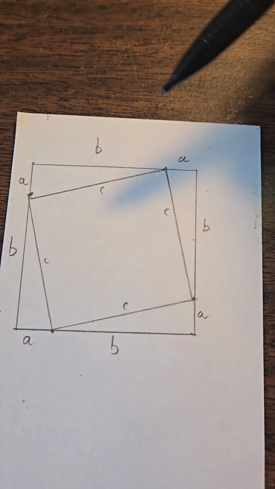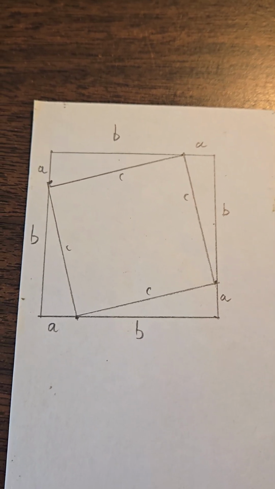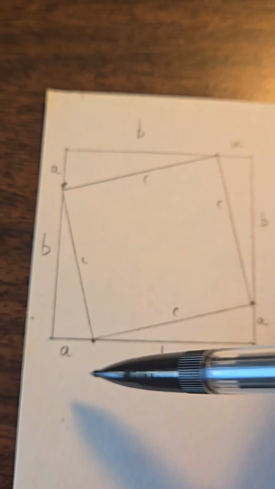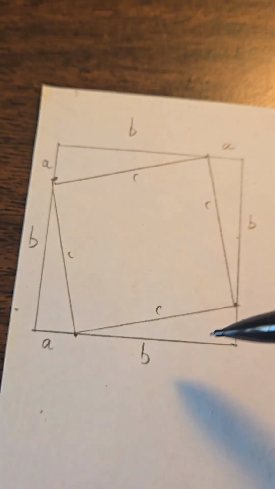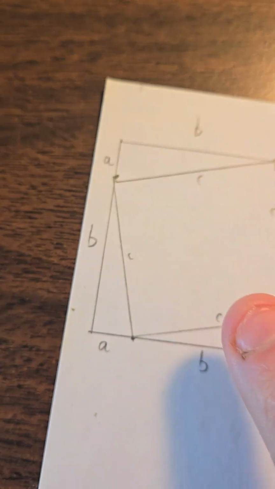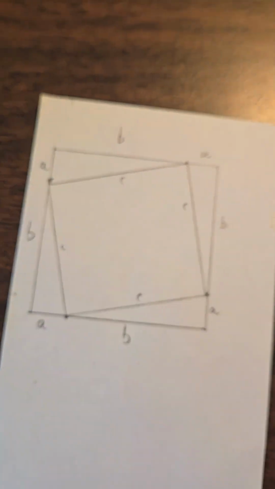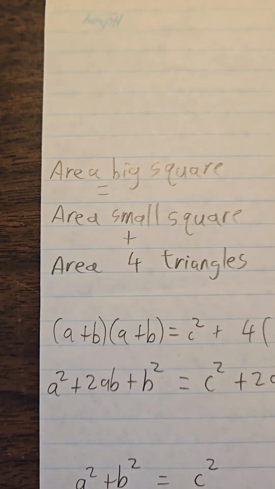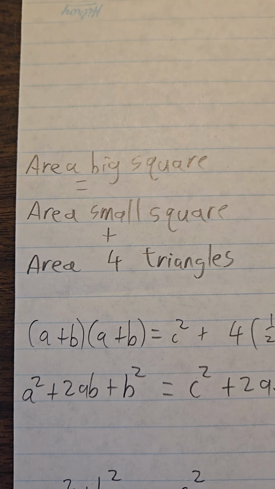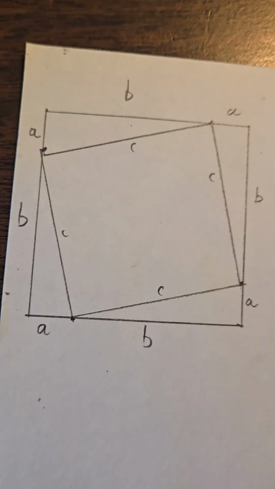Now, I happen to call these little segments A is the smaller one and B is the bigger one. Now, logically, the area of that big square will equal the area of the small square and the four triangle areas added together. I wrote it there. Big area, the area of the big square, equals the area of the small square plus the area of the four triangles.